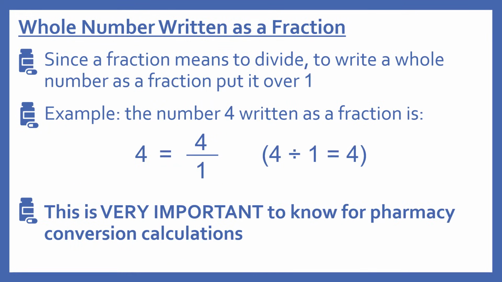Now we'll look at a whole number when it's written as a fraction. So since a fraction means to divide, to write a whole number as a fraction, we just simply put it over 1. So for example, the number 4 written as a fraction would be 4 over 1. And you can see that that makes sense because 4 divided by 1 is 4. And we know that the fraction line means to divide. So 4 equals 4 over 1. And this is a very important concept to know for pharmacy conversion calculations. And you'll see that in some of the other math videos I've done about how we put a number over 1 to set up a conversion.